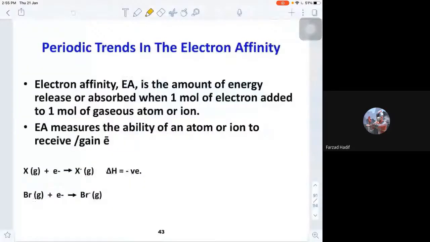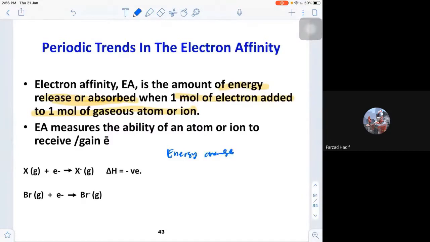Electron affinity is defined as the energy that is released or absorbed when 1 mole of electrons is added to 1 mole of the gaseous atom or ion. If you look at this definition, it is exactly the opposite process of the ionization energy. The ionization energy just now is the energy required to remove the electron. As for the electron affinity, it is the energy that changes, either released or absorbed. You can use energy released or absorbed, or you also can define it as the energy change.